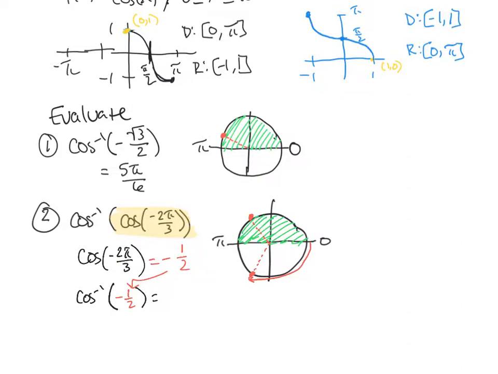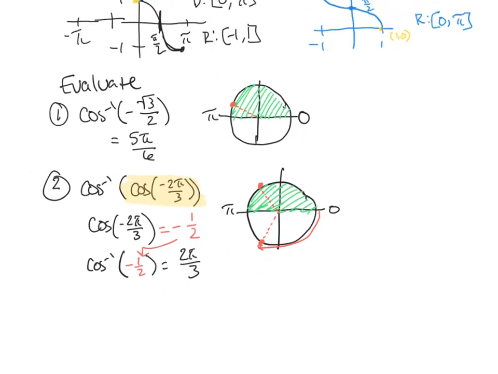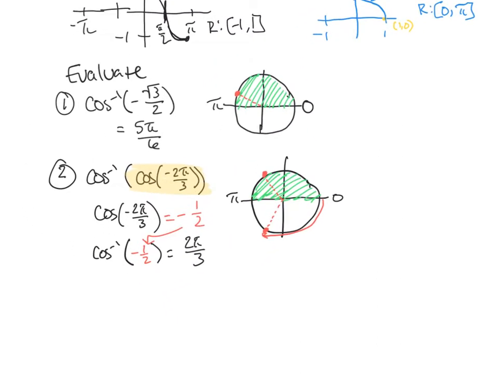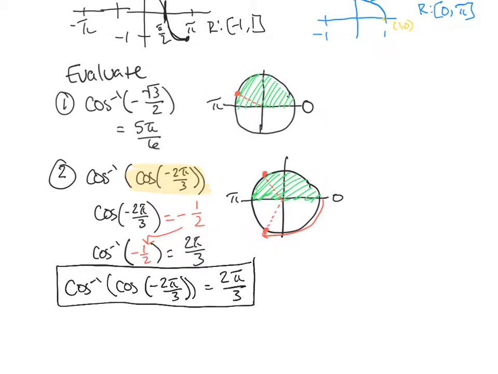So when I plug that in and ask, hey, where is that in my second quadrant? That is in fact going to give us positive 2 pi over 3. So when I finish that entire function, I end up with, and I like to rewrite the original problem when I give my answer, cosine inverse of cosine of negative 2 pi over 3 is going to be 2 pi over 3. And this is the final answer that I'm looking for.